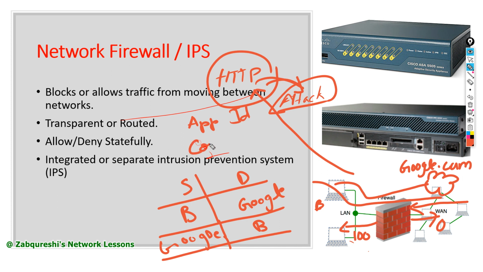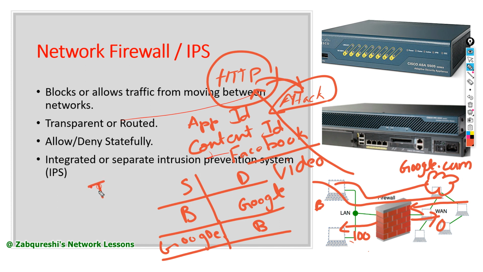You have Content ID, so you can block some features inside a web application. For example, you can open Facebook, but you cannot open videos inside Facebook. So that is how Content ID works, and App ID works too. So that is the next generation firewall.